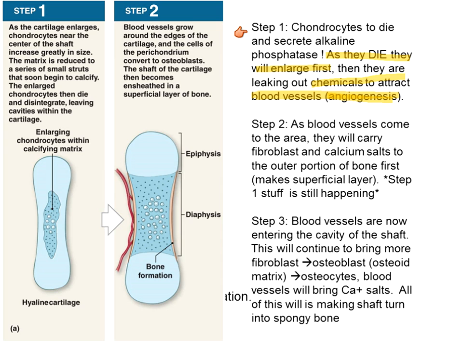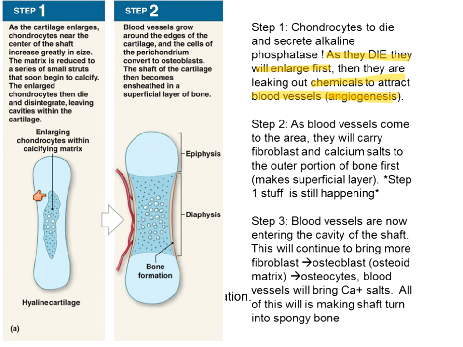So in your first step, those chondrocytes that make up your hyaline cartilage are going to begin to die and secrete an alkaline phosphatase, which is an enzyme that further exaggerates the process of killing off those chondrocytes. We want that process to begin in the medullary cavity. So it's going to start hollowing out the medullary cavity and clearing out that space in that long bone. As they die, they're going to leak chemicals that will attract blood vessels to come to this area. The growth of blood vessels in a new area is what we call angiogenesis.